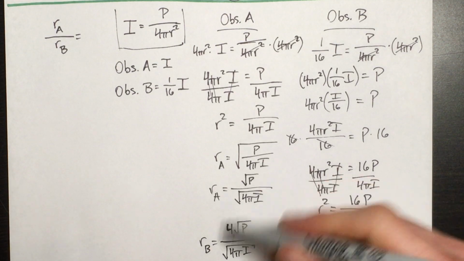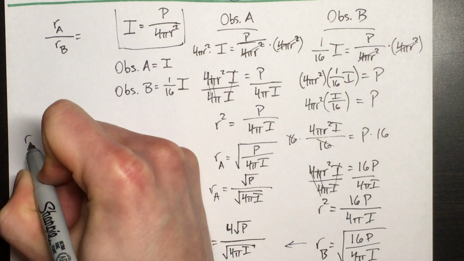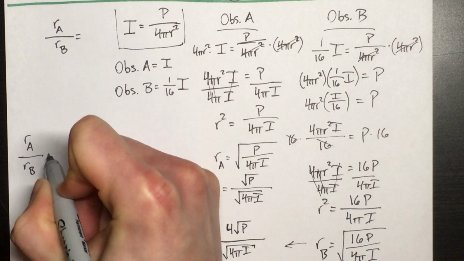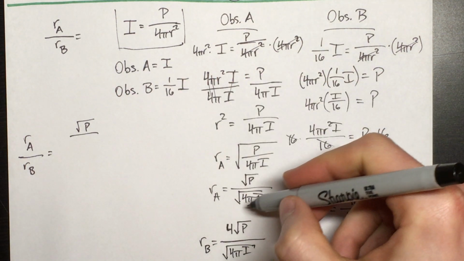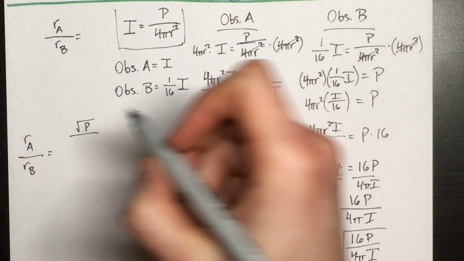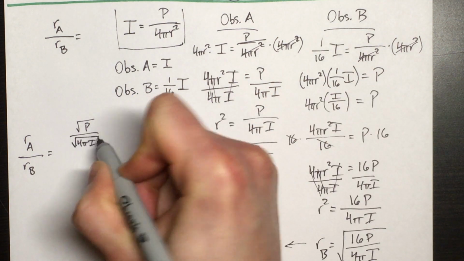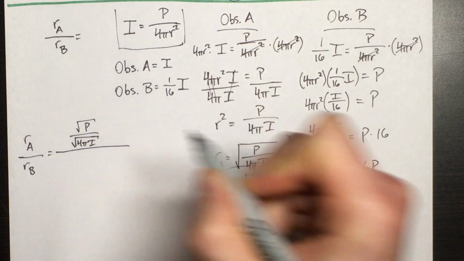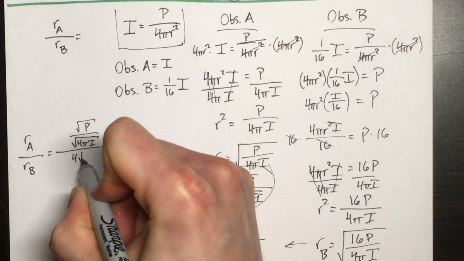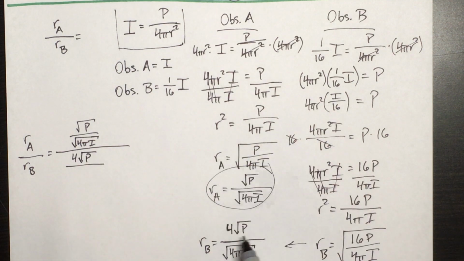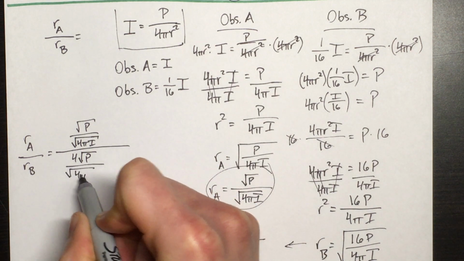All right, so we've gotten this far. Now let's just go ahead and put one over the other, right? So RA over RB is equal to square root of p over square root of 4 pi I. I know this looks disgusting, but just bear with me for a little bit. We're about to get a lot of satisfying cancellation. Over 4 square root of p, over square root of 4 pi I. Again, I'm just plugging in RB.